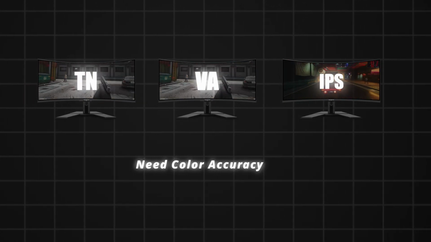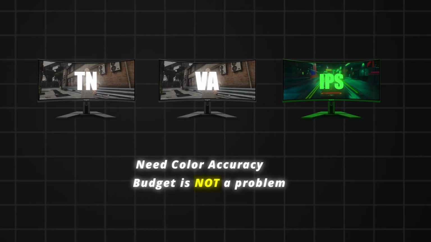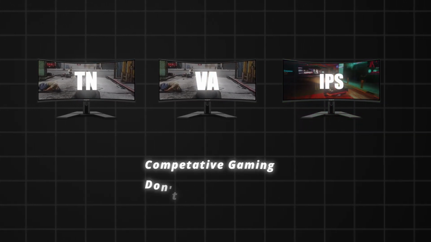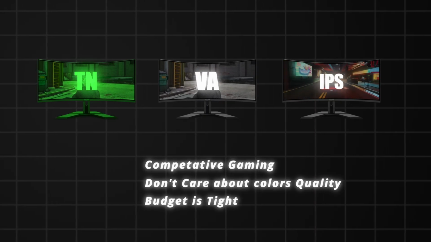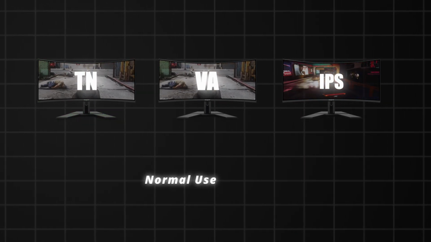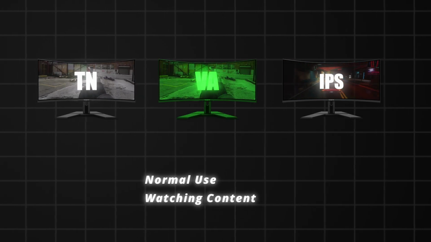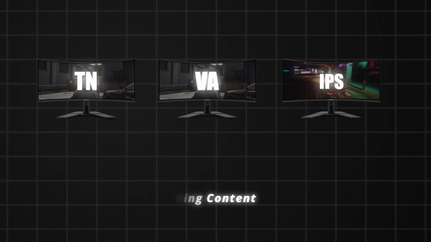So to quickly sum up the three panel types, if you work with color-sensitive tasks and want vibrant, accurate visuals, and budget is not a problem, go for an IPS panel. If you are into competitive gaming, don't care much about color quality, and you are on a tighter budget, a TN panel can be a great fit. And if you are mainly using your monitor for everyday tasks or watching movies, a VA panel offers a nice balance with deep blacks and decent overall performance.